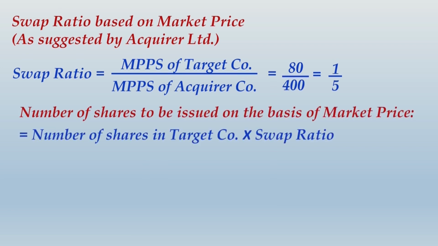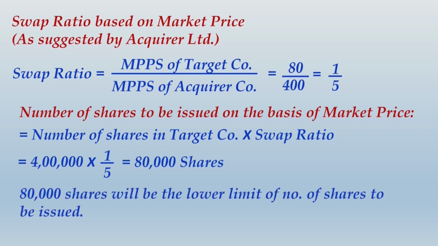As a result, the number of shares to be issued on the basis of market price will be the number of shares in target company multiplied by the swap ratio that you have just computed as 1/5. We have been informed that there are 4 lakh shares in the target company. So 4 lakh into 1/5 will be 80,000 shares. As I have explained earlier, this 80,000 shares will be the lower limit of the number of shares to be issued. So friends, before we move ahead, write down all these calculations quickly.